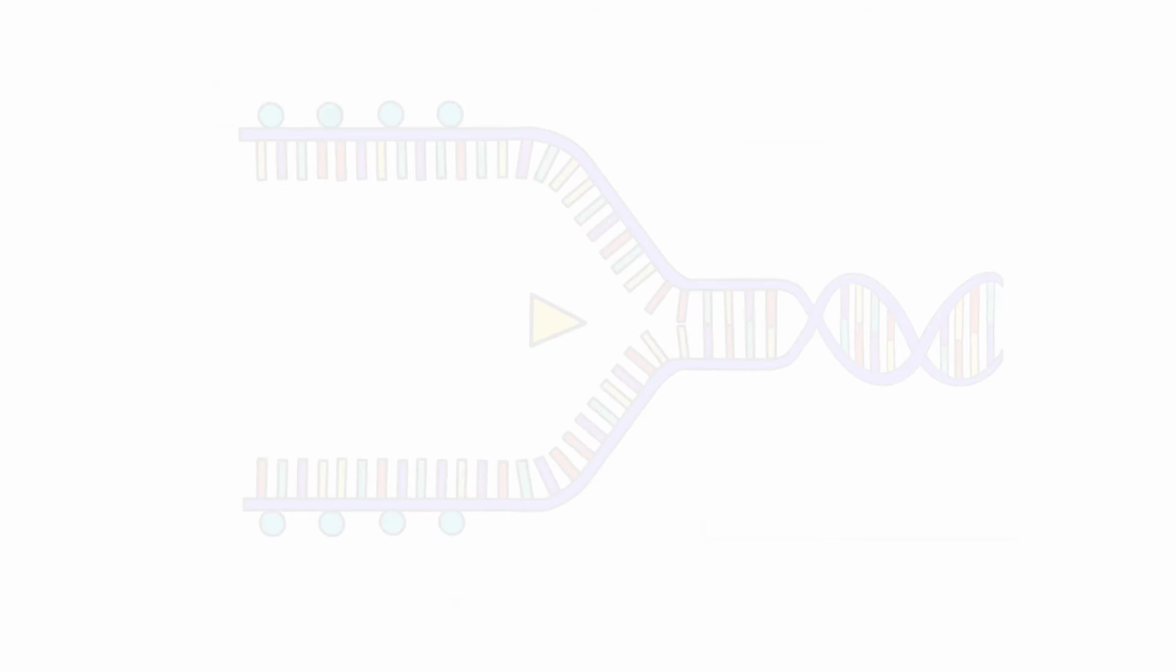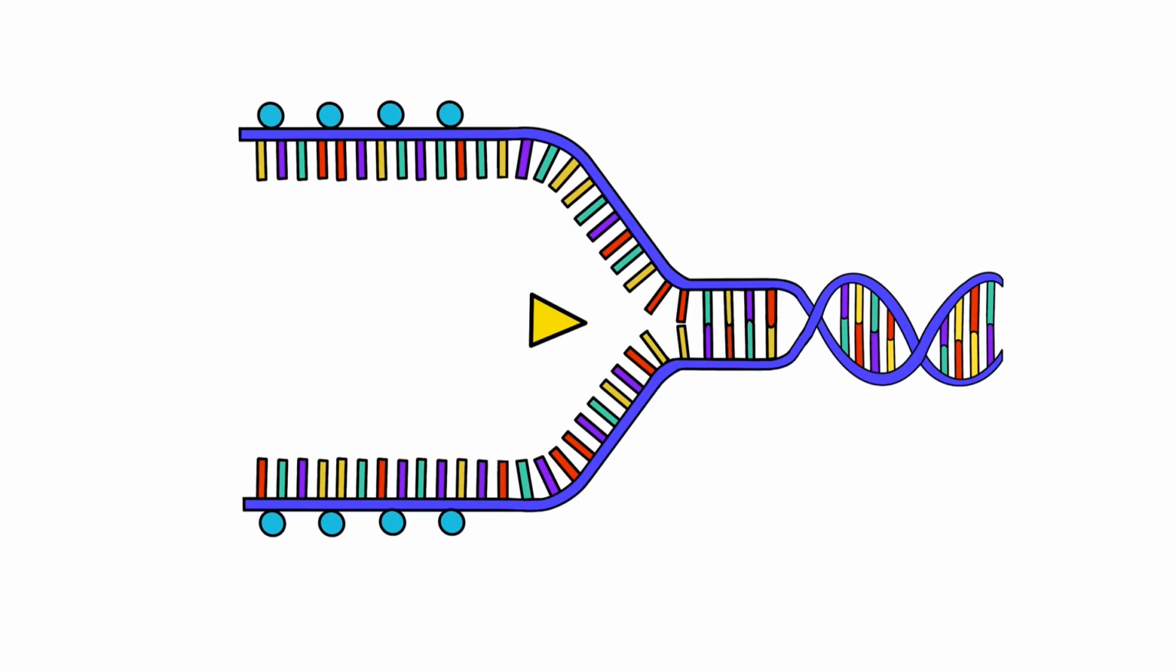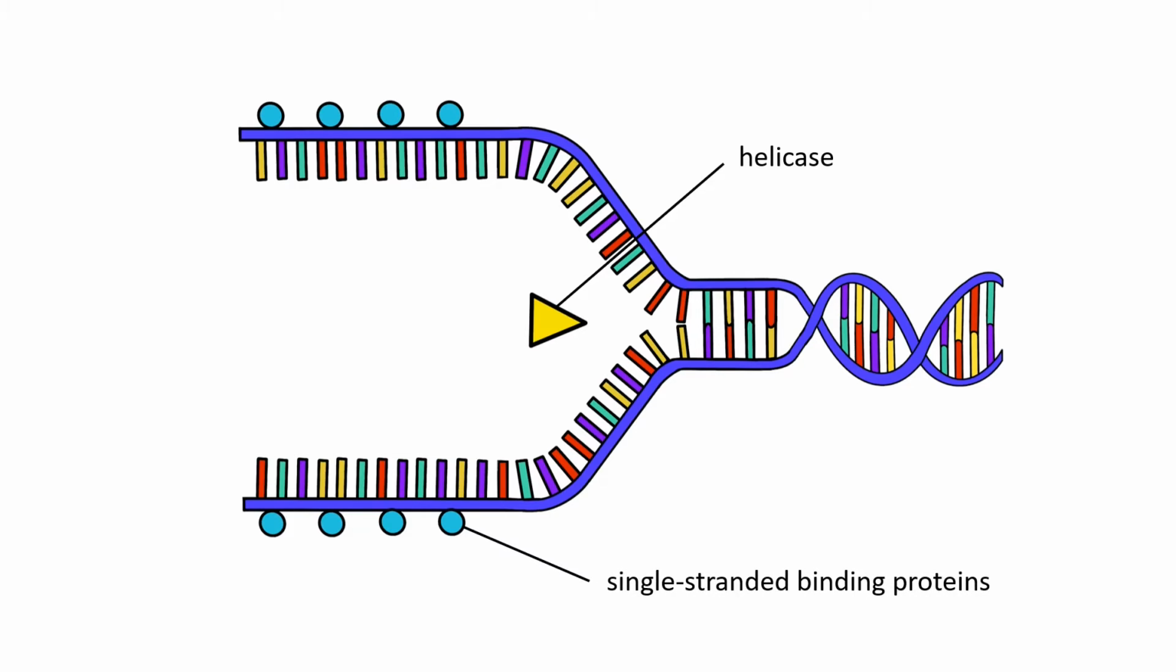Replication starts by the two DNA strands unwinding and separating. This is possible because of a special enzyme called helicase, which breaks the hydrogen bonds between the two strands. Once the two DNA strands are separated, single-stranded binding proteins, SSBs, bind to the two strands to prevent them from joining back together. The structure that forms when the two DNA strands separate is called a replication fork.